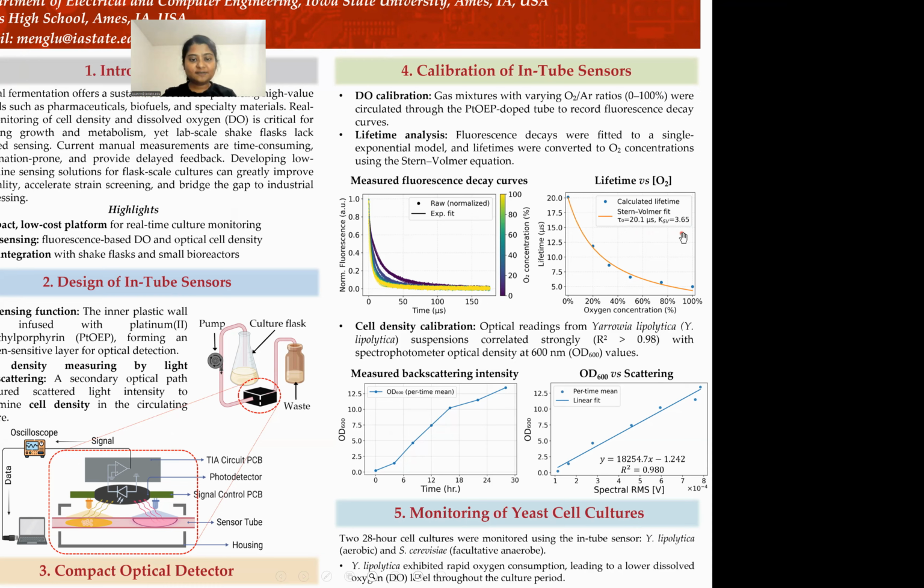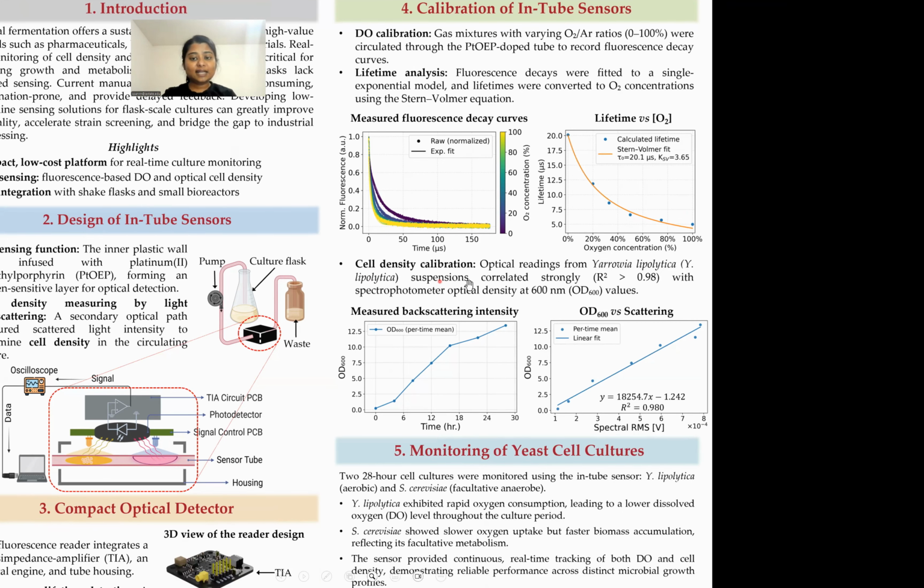For cell density calibration, we grow a yeast cell called Yarrowia lipolytica over a time course of 28 hours. During this time, we measure the cell density in the shake flask using our system, and in parallel, we use the lab standard spectrophotometer-based optical density measurement at 600 nanometers. We see that the signal that we measured using the backscattering of our system has a very strong correlation with that of the OD600 measurements from a standard lab spectrophotometer.